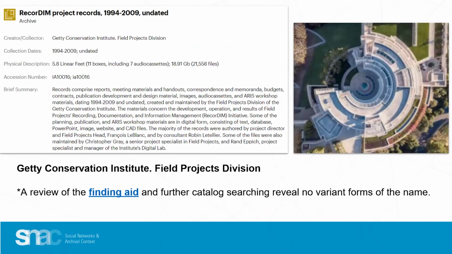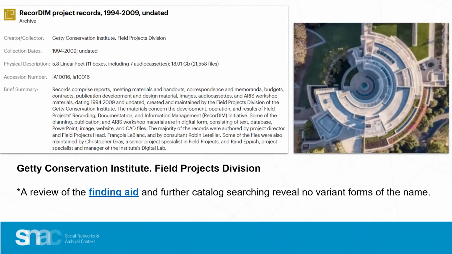So here's another corporate body example. Using this example of the Field Projects Division, we determined that elements of the name of the specific unit of the Getty Conservation Institute imply subordination as it contains the word division. According to RDA rules, we establish Field Projects Division subordinately to the Getty Conservation Institute.